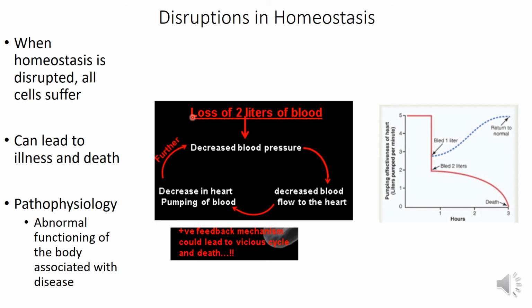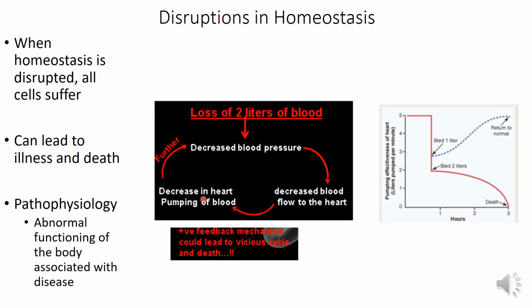So let us take this example, losing 2 liters of blood. If there is a great loss of blood from the body, this will lead to a decrease in the blood pressure. This decrease in the blood pressure will decrease the blood flow to the heart. Decrease of the blood flow to the heart will lead to a decrease in the heart's pumping of blood.